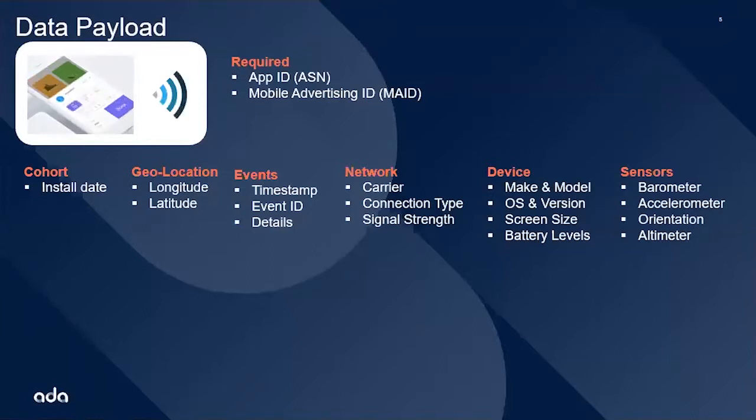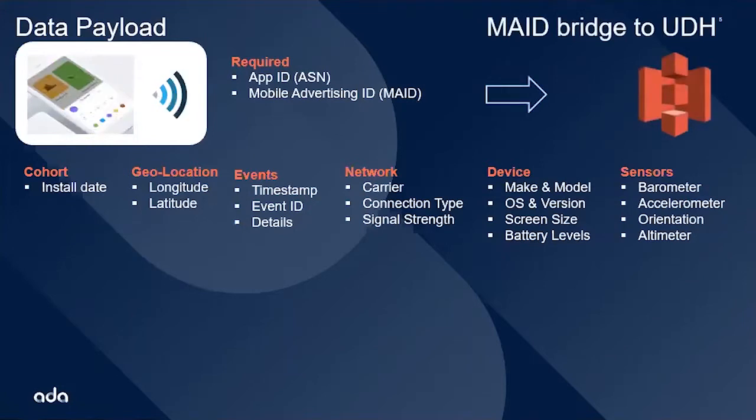Of all of the data that you're seeing here, the most interesting one to me anyway is the mobile advertising ID, which is why it's required here, because it is what allows to bridge all of the collected data with our UDH. So this means that for every user that is using this app and on which we are collecting all of the chosen data points, we all of a sudden can enrich massively what is known about them.